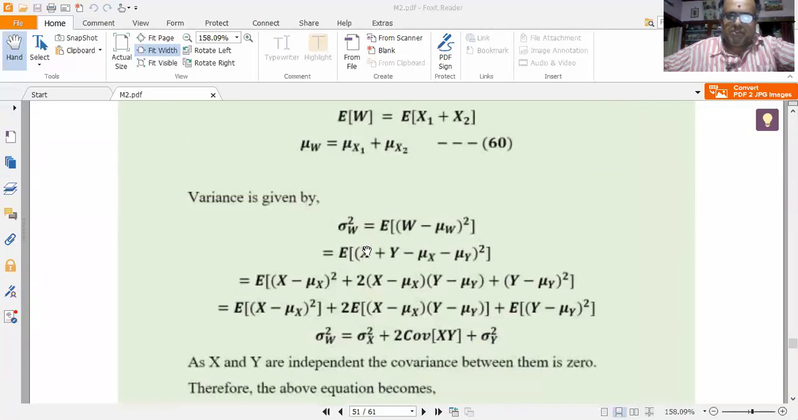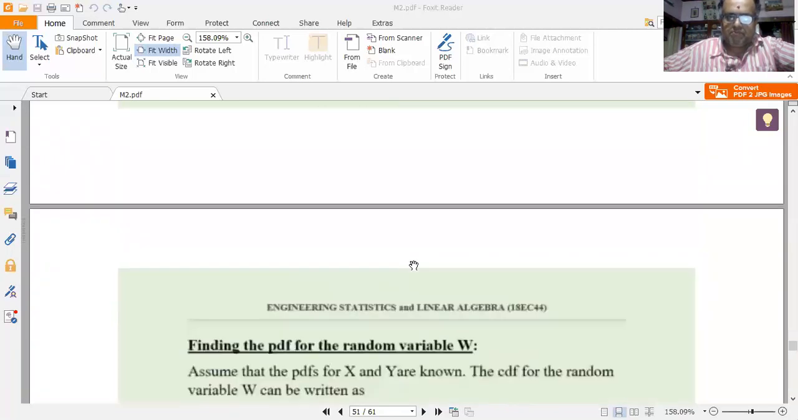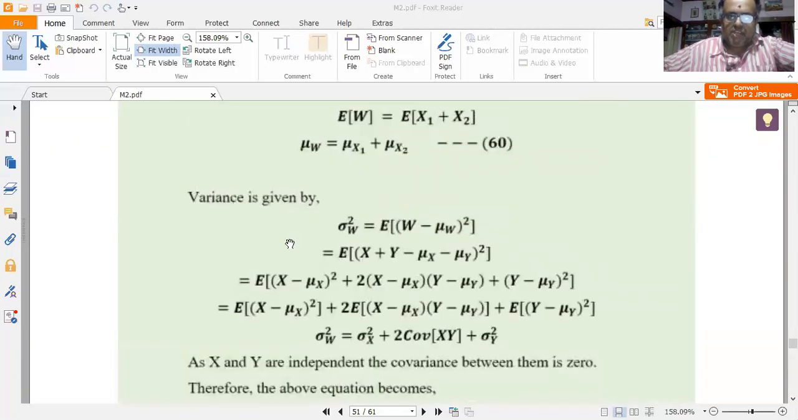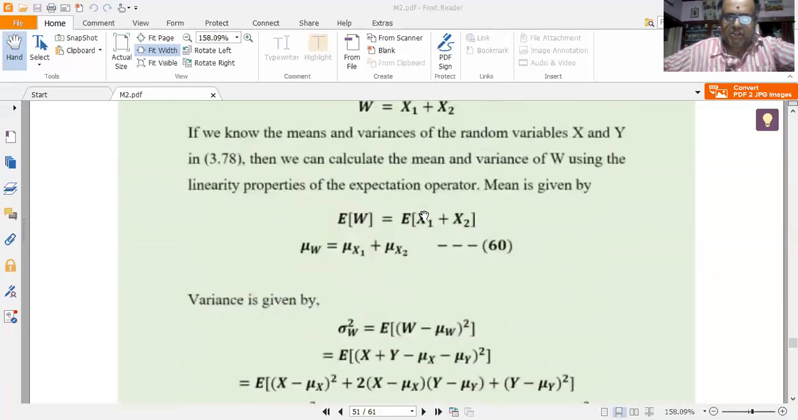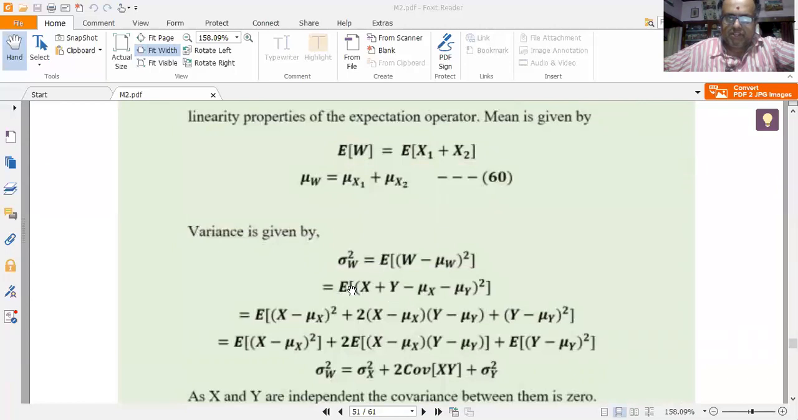But what about the variance? Use the definition of the variance. So variance is given by sigma W squared is equal to E of W minus mu W the whole square. Now W is equal to x plus y. So this becomes E of x plus y minus mu W, where mu W is equal to mu x plus mu y. So I have x plus y minus mu x minus mu y under the whole square under the expectation operator.